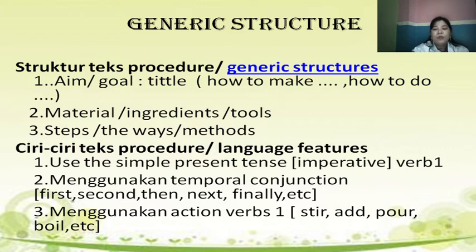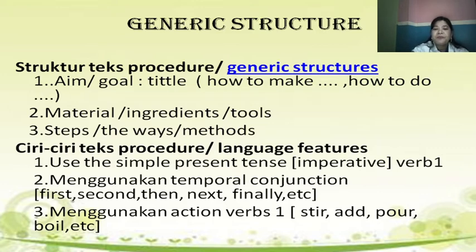And then the second, menggunakan yang namanya temporal conjunction ya. In the procedure text, usually we use first, second, then, next, finally, after that, like that, ya. That's the temporal conjunction. Number three, menggunakan action verb one. It is the same with number one ya. Menggunakan yang namanya kata kerja pertama seperti stir, add, pour, and boil, etc.